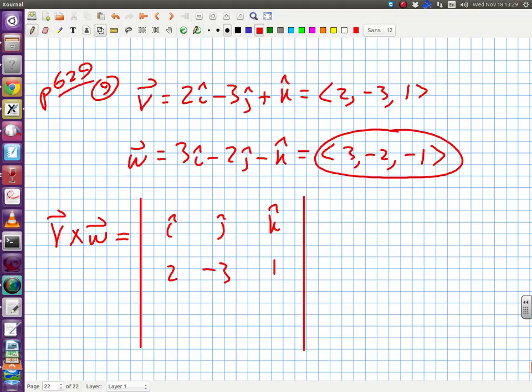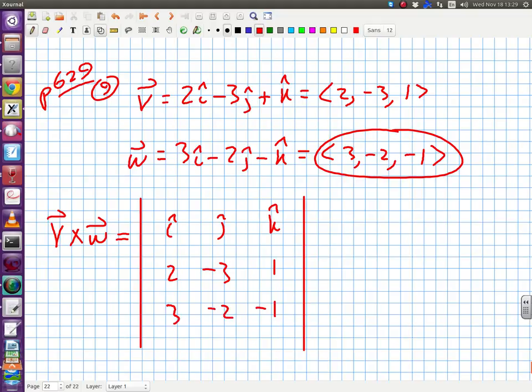Be careful, the order is going to matter. You're going to find that V cross W is not usually the same as W cross V, as opposed to V dot W is the same as W dot V. And another difference is dot product gives you a number, cross product is going to give you a new vector. And what goes in the third row? 3, negative 2, negative 1.